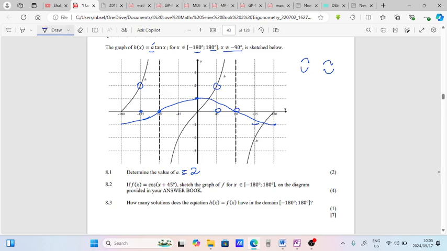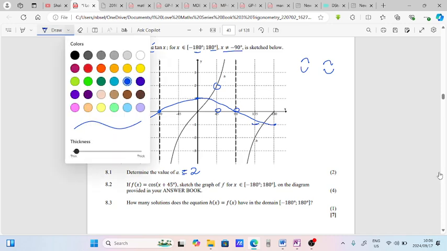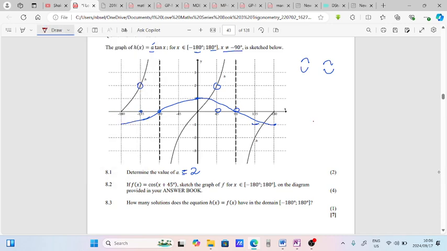Or you can simply use your calculator to get the points. But mine is giving me this point. Then from this point, it's going to cut this point from here. It will turn at this point and then it will move this direction, not that way.